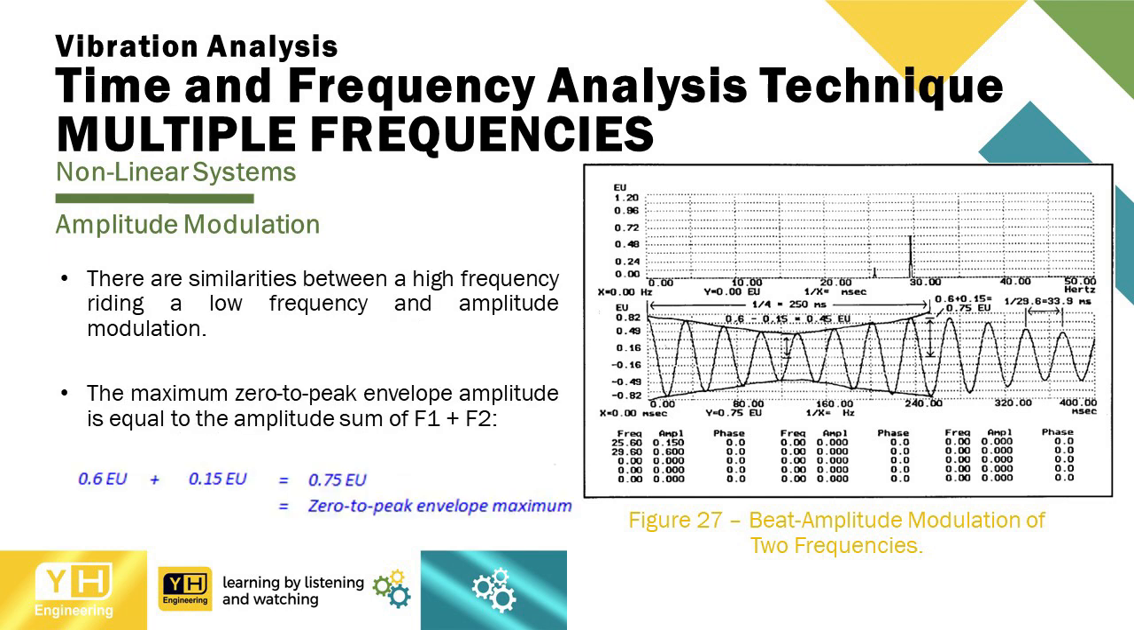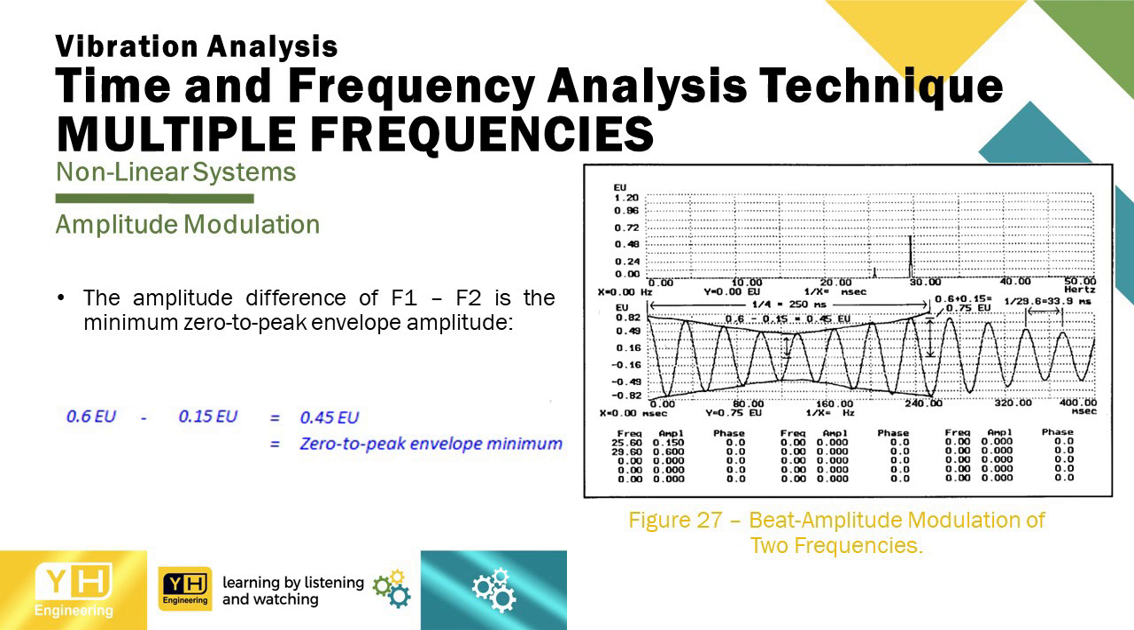There are similarities between a high frequency riding a low frequency and amplitude modulation. The maximum zero-to-peak envelope amplitude is equal to the amplitude sum of frequency 1 plus frequency 2, as shown in this equation. 0.6 engineering units plus 0.15 engineering units equals 0.75 engineering units, which is the zero-to-peak envelope maximum. The amplitude difference of frequency 1 minus frequency 2 is the minimum zero-to-peak envelope amplitude, as shown in this equation. 0.6 engineering units minus 0.15 engineering units equals 0.45 engineering units, which is the zero-to-peak envelope minimum.